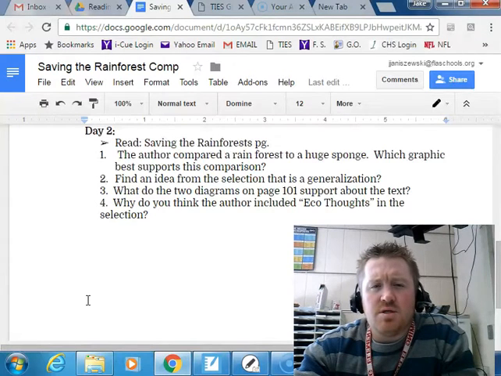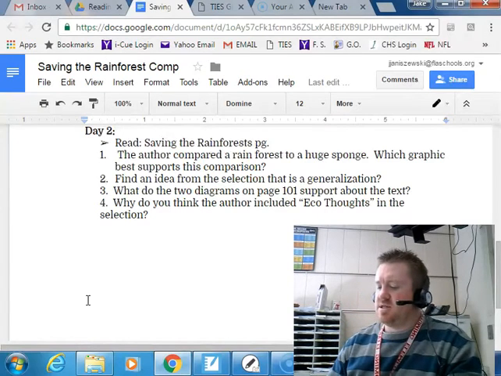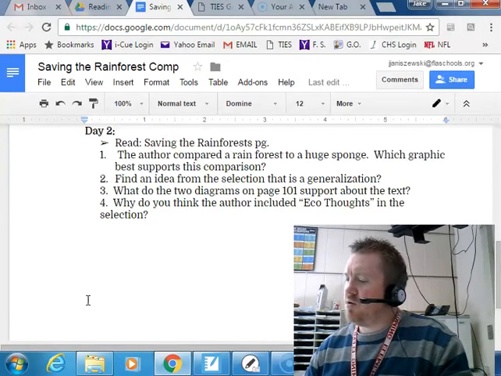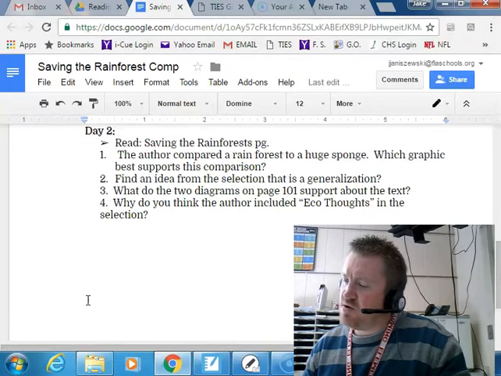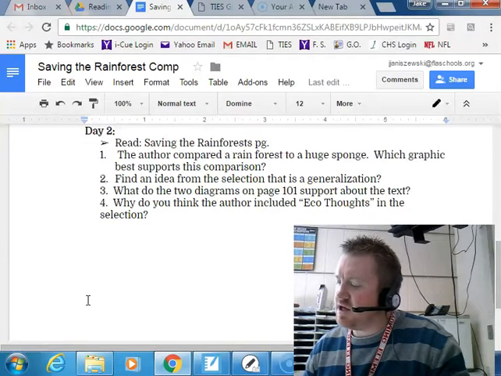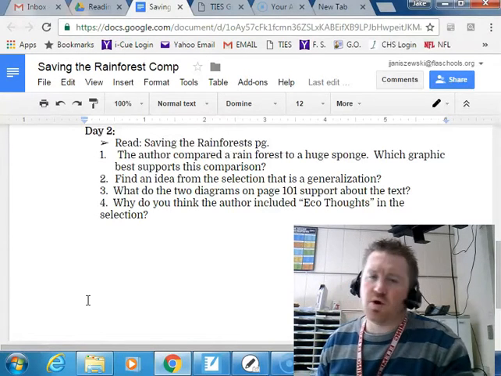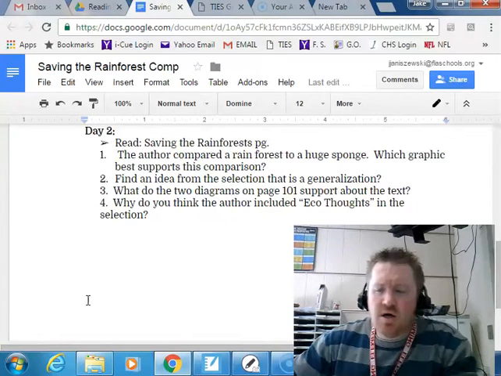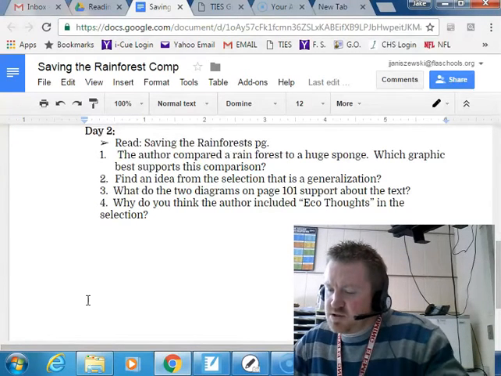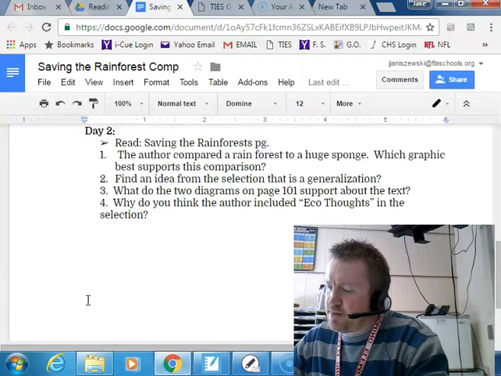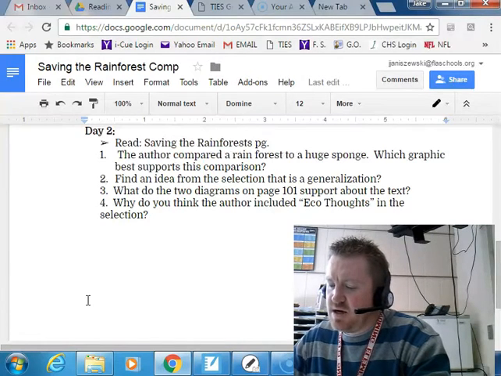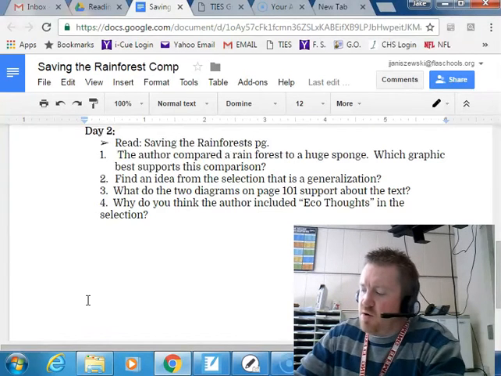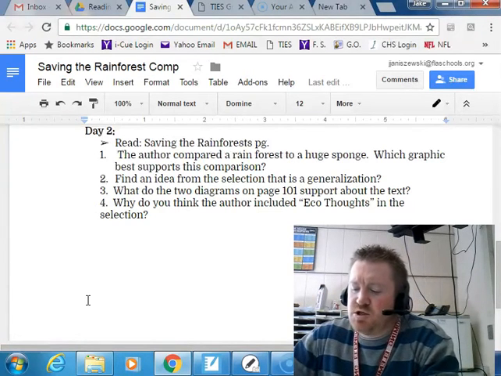Number 3, what do the two diagrams on page 101 support about the text? On page 101, it talks about a normal tropical rainforest and then a tropical rainforest with soil erosion. So when it talks about the water and how it drains into the plants on the side, that is where on page 100 it talks about the huge sponge.